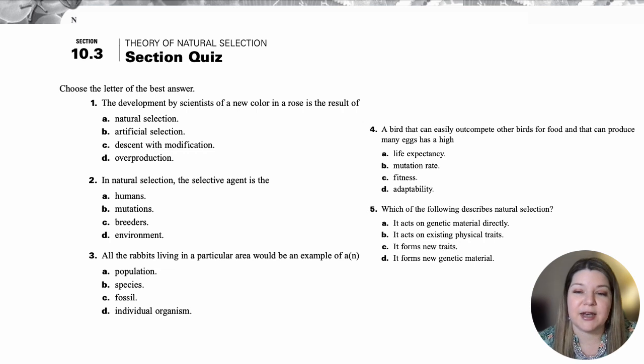Number 4, a bird that can easily outcompete other birds for food and that can produce many eggs has a high C, fitness. The key here is it's talking about the many eggs. It is producing a lot of offspring, therefore it is very biologically fit. And finally, number 5, which of the following describes natural selection? The correct answer is B, it acts on existing physical traits. Remember, it doesn't create a new trait just because it would be something that the organism would benefit from. It can only act upon existing variation.